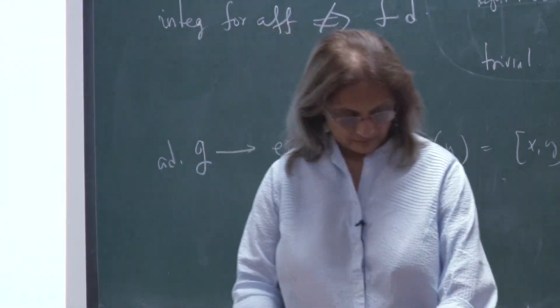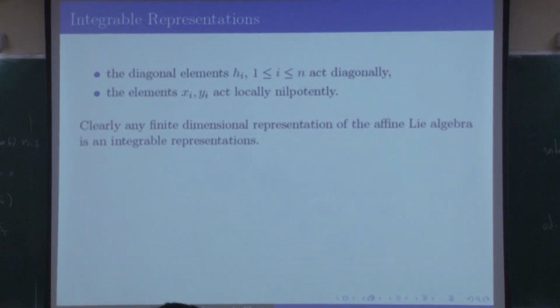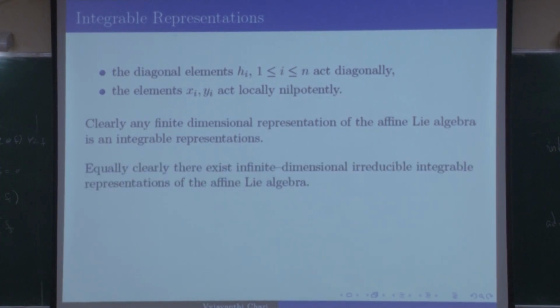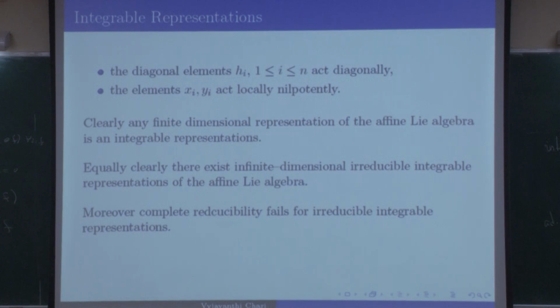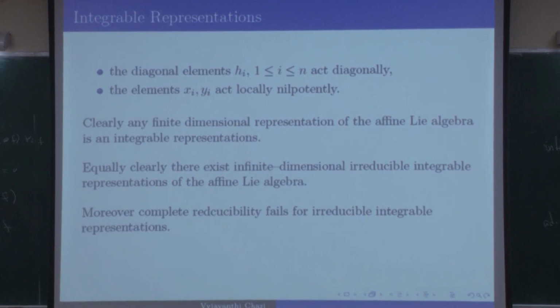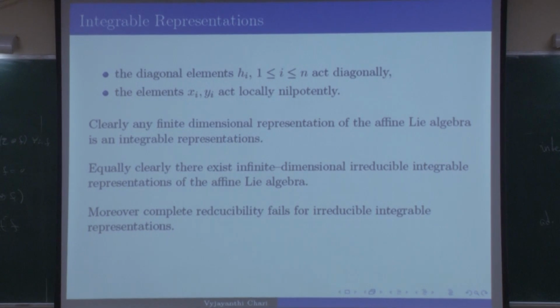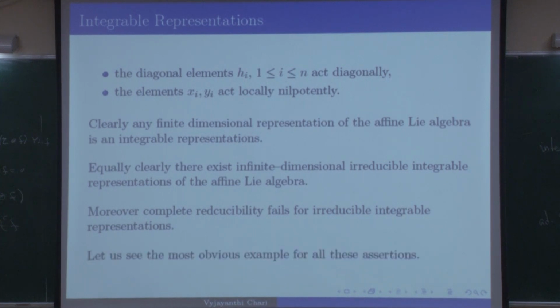Are there any other questions before I continue? Okay. So when I said equally clearly, I've given you an example now of infinite dimensional integrable representations. I haven't proved for you that this is irreducible, but it's not very hard to do. And I've shown you that complete reducibility fails.